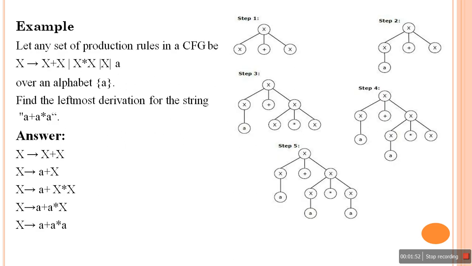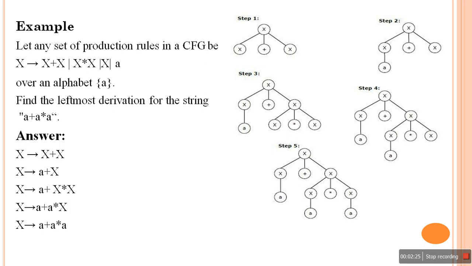Here is an example which shows how leftmost derivation and rightmost derivation take place. We have a set of production rules in a context-free grammar: x → x plus x, x → x into x, and x → a, over the alphabet A. We have to find the leftmost derivation for the string a plus a into a. How will we get the leftmost derivation?